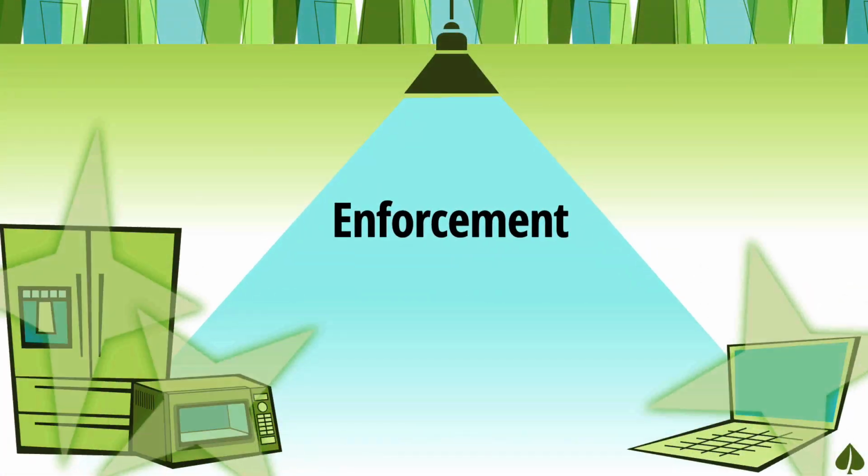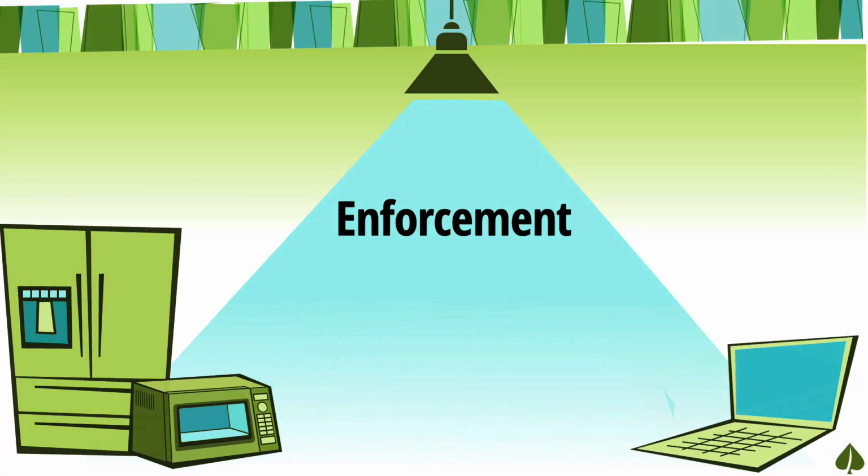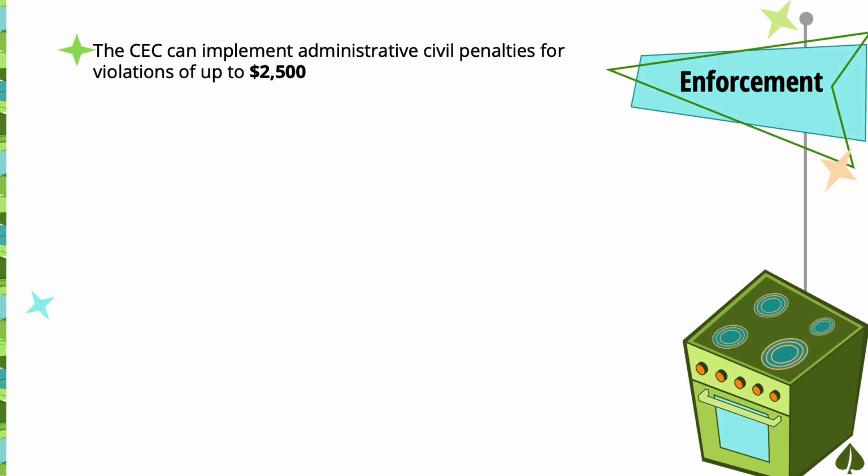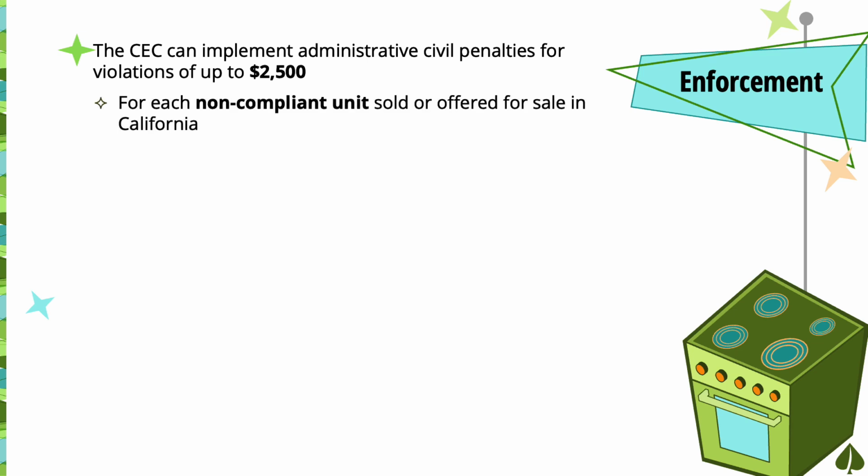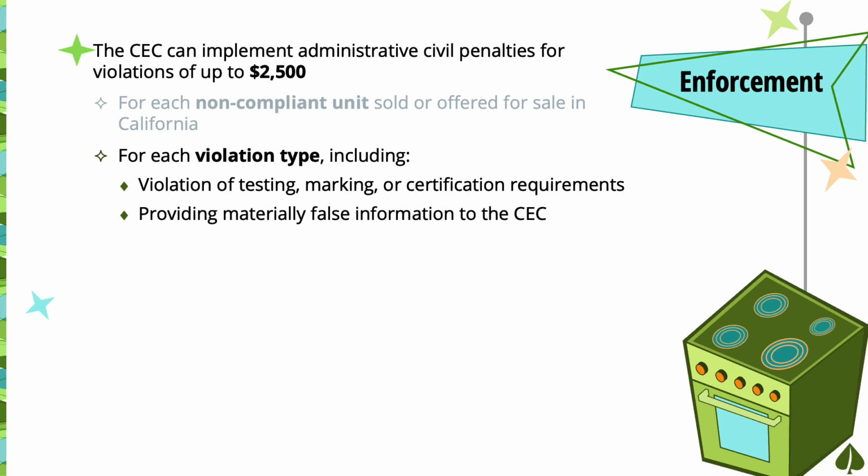So how are these requirements enforced? Well, the CEC can administer penalties of up to $2,500 for each non-compliant unit sold or offered for sale in California, and for each violation type. That means each violation of testing, marking, or certification requirements is potentially subject to the $2,500 penalty, as is providing materially false information to the CEC.